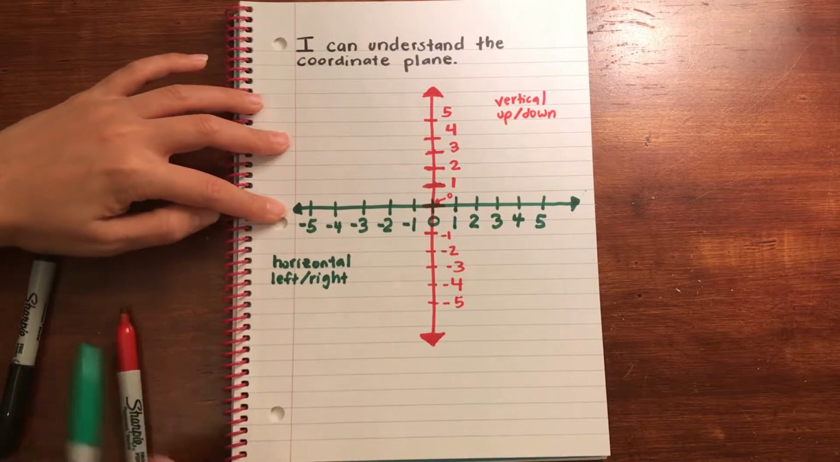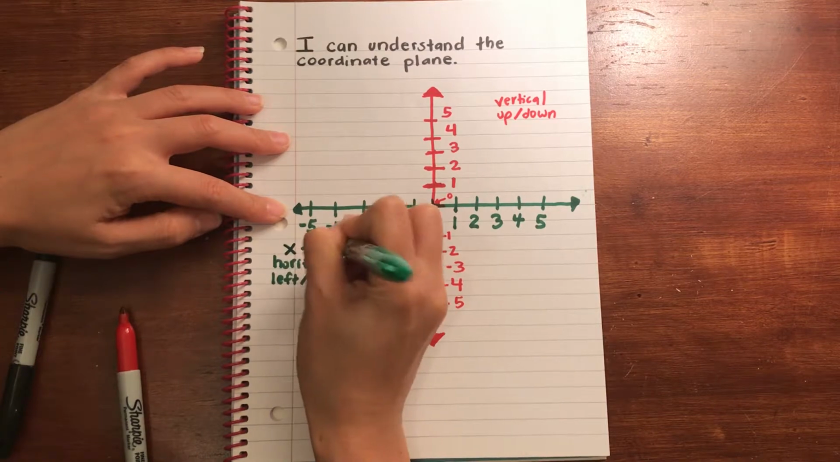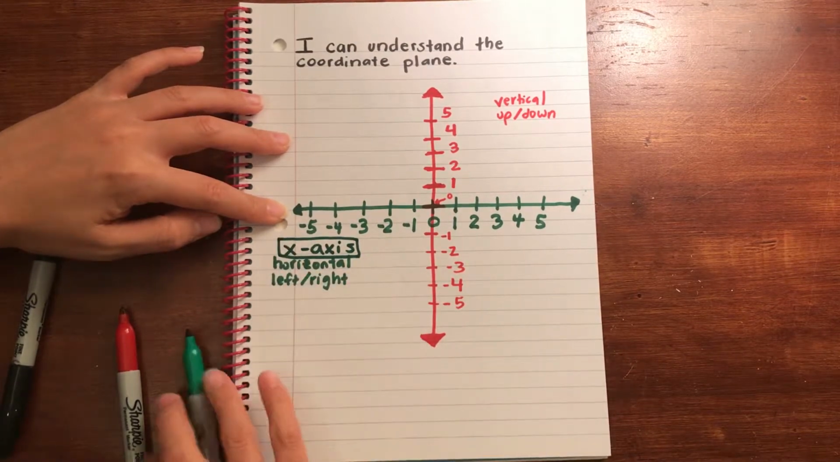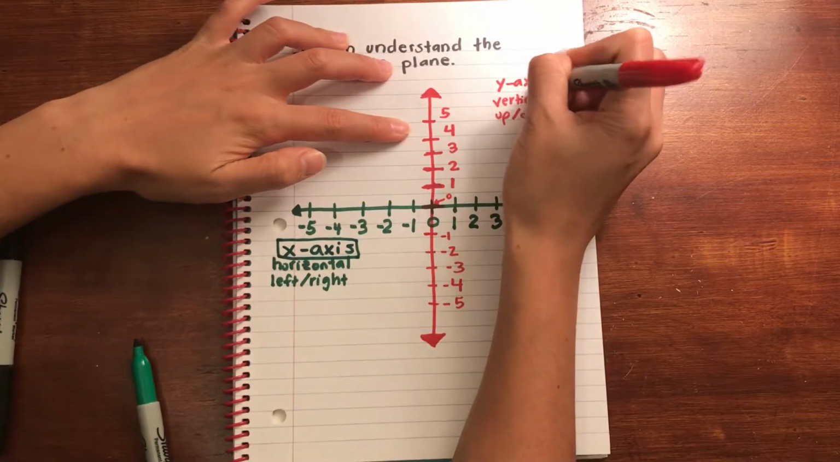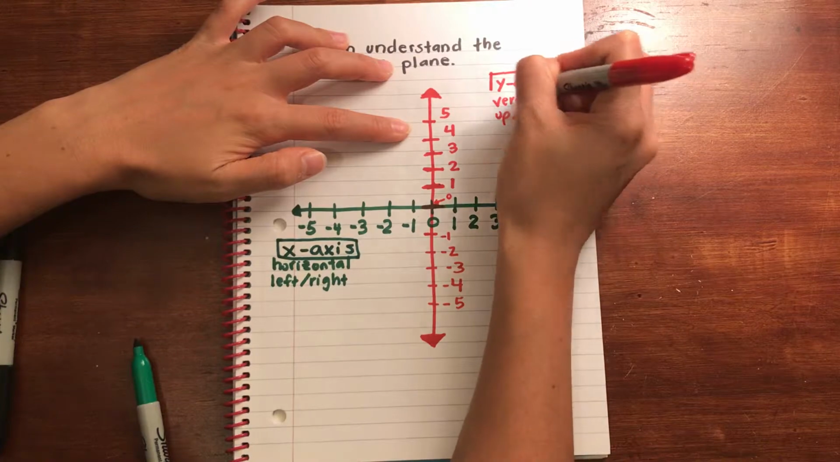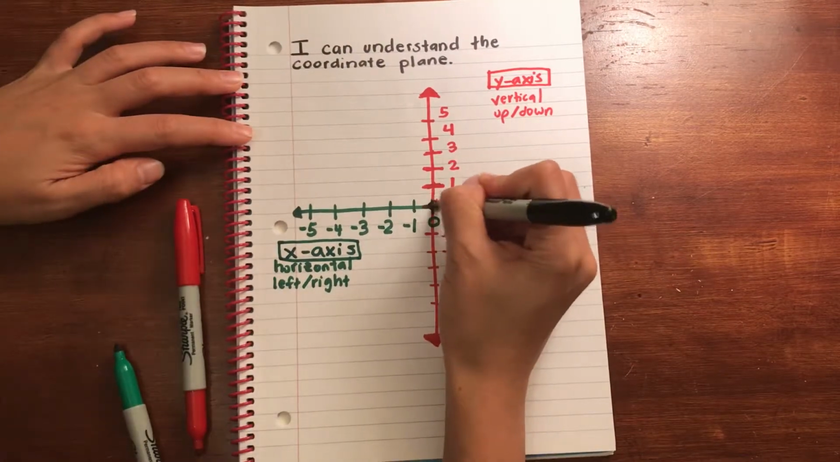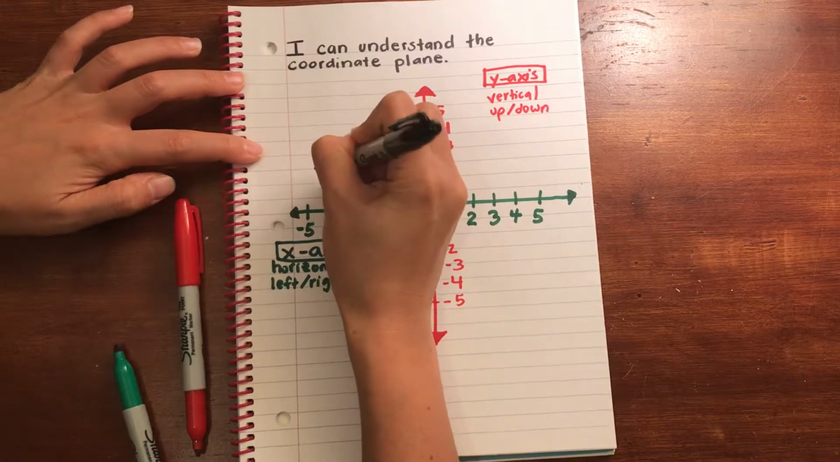We'll have a new name for this number line. It's now called the x-axis. Box this out because this is a very important vocabulary word. And then the vertical number line is now called the y-axis. It has a new name. The center, the point of intersection, we call this the origin.